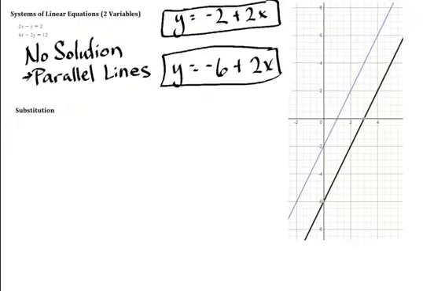All right, with the substitution method, we need to write one of them as x equals or y equals. Since I've already written them as y equals, I'm going to do the same thing that I did before and just say that negative 2 plus 2x equals negative 6 plus 2x. Really convenient if you write them as y equals, then doing the substitution method is really nice. So let's see what happens when I subtract 2x from both sides.